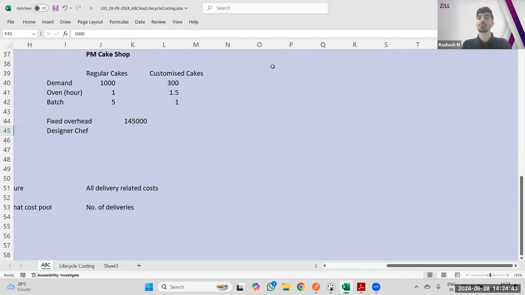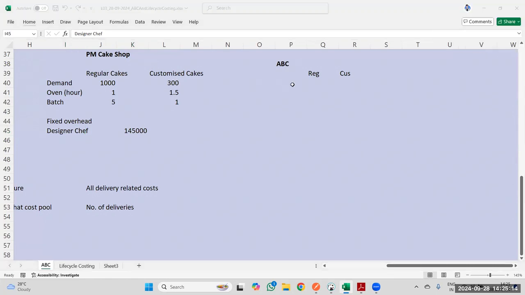Okay. So say for example, I want to solve this same exact question only using activity-based costing methods. What will I do? So a lot of it remains exactly the same, regular and customized things. This time, one of my cost pools, of course, in a business, there are several overheads. One of them is my designer chef. What do you think is driving his time? The amount of cakes he has to design. Do you all agree? Yes, sir.